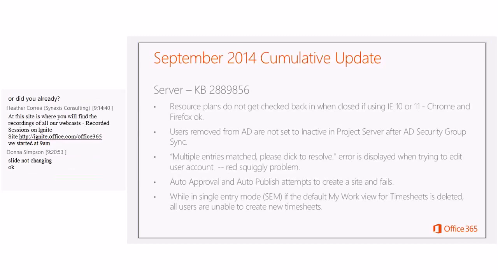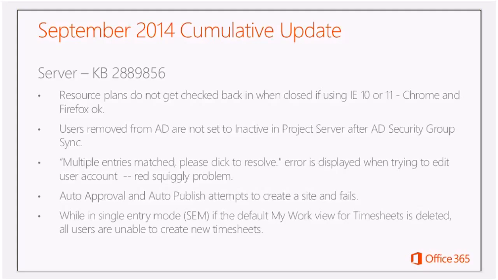The first item here is that if you have resource plans and you're manipulating them in PWA, which is the only place that you can do that, and you're using Internet Explorer 10 or 11, when you close out of that resource plan, it doesn't actually check it back in. Therefore, if someone else were to try to manipulate that resource plan, it would say, hey, this is already checked out to Brian, and you'd say, why? What's Brian doing that's leaving this checked out? Well, there were some changes made in Internet Explorer along the way that made it so that our asynchronous call to check that in was not happening.